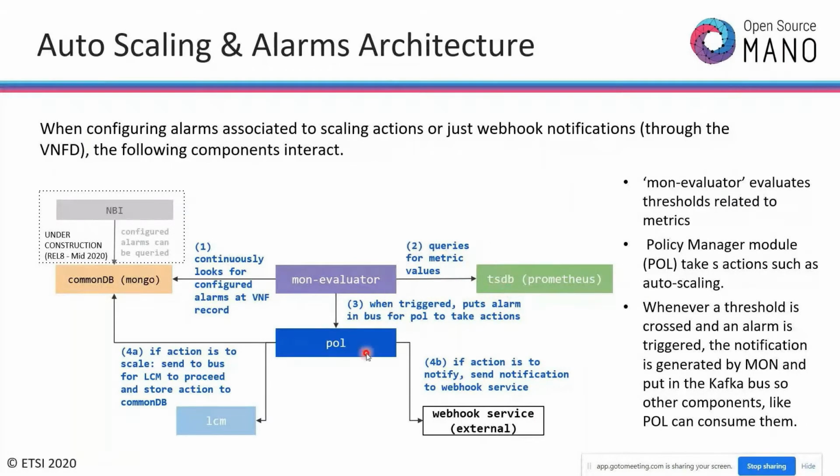And then it calls POL through the Kafka bus, saying to take the action. Now the action, if it is auto scaling, will scale by invoking the LCM, the lifecycle manager, telling it to go ahead and scale and add a new VDU, or it will call the webhook if it is an alarm.